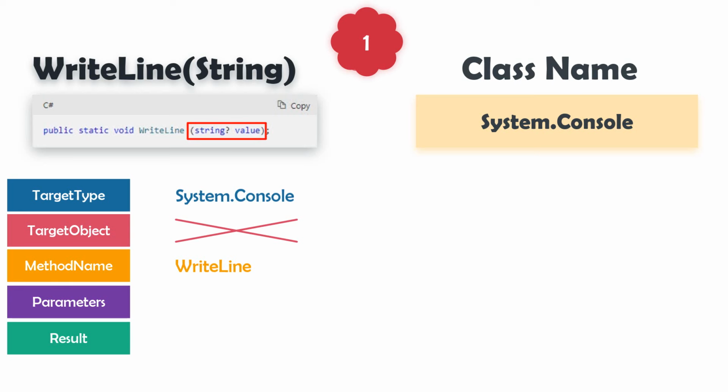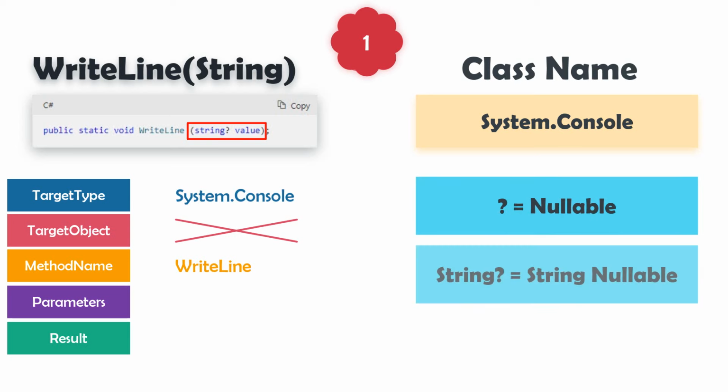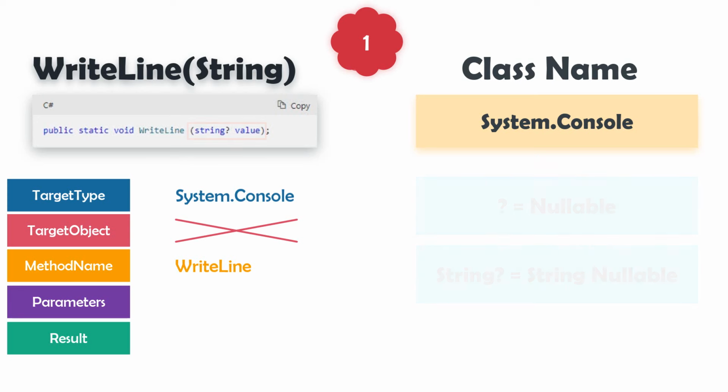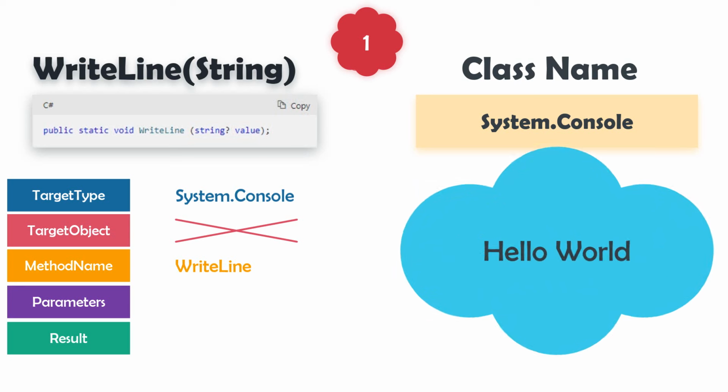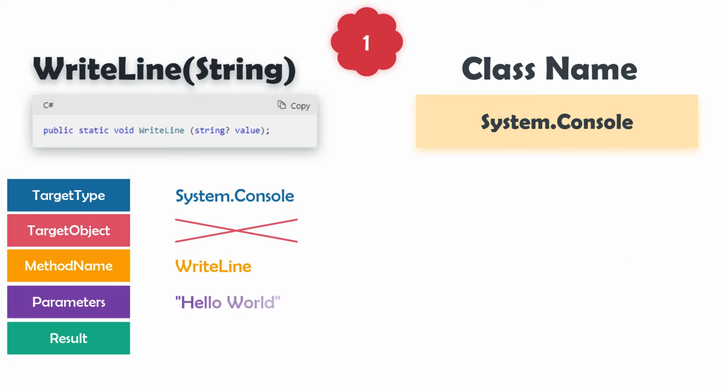As you see, we have only one parameter of type string?. What does the question mark mean? It means that the type is nullable. In this case it's string nullable, which means that we could have a string, or also nothing. Assume we want to print the text, hello world. So we can write this text as parameter, or we can create a variable of type string, and store this text in the variable. And then we can use the variable. I will write the text directly.